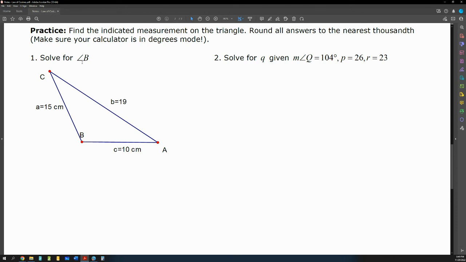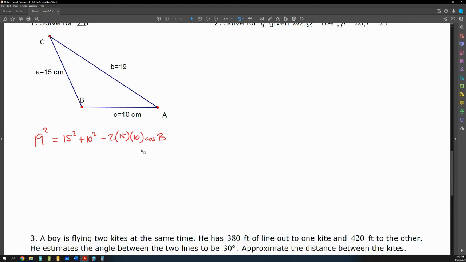So if we're solving for angle B, let's choose the side length across from B and have that be the quantity squared by itself. In this instance, this would be our 19. So we have 19 squared is equal to the other two adjacent side lengths, 15 squared and 10 squared, and then let's subtract 2AC cosine B. So A is our 15, C is our 10, and then cosine of B. We don't know what angle B is. That's what we're solving for. So we've got one equation, one variable, and we can solve.